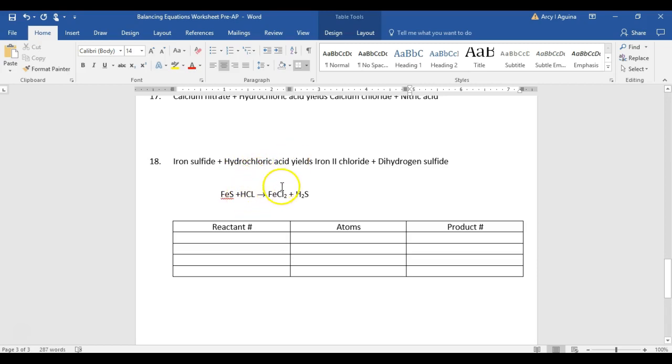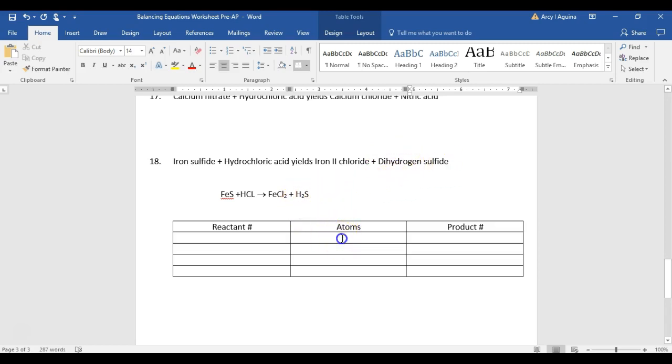So that's hydrochloric acid. Yield is the little arrow, and it says iron 2 chloride. So it tells us specifically that iron has a +2 charge here. So chloride has a -1 charge, so that goes here. That's why there's no subscript here. And then the 2 from the iron went to the chloride. And then plus dihydrogen sulfide. So this is a nonmetal with a nonmetal, so we use the prefixes. So dihydrogen tells us that there's 2 hydrogen, and then sulfide is the sulfur.